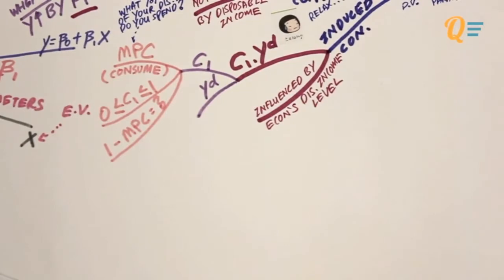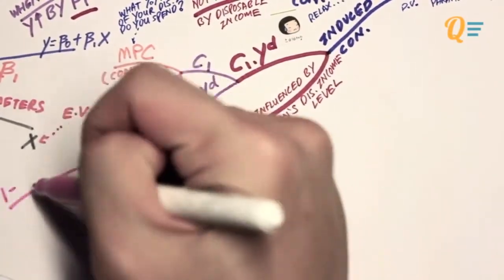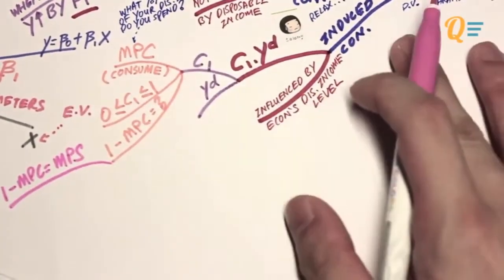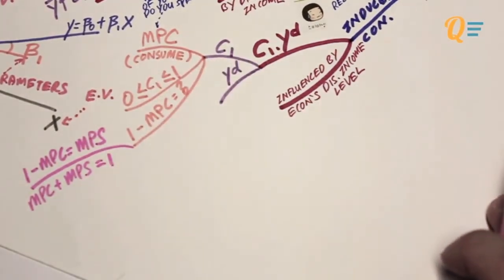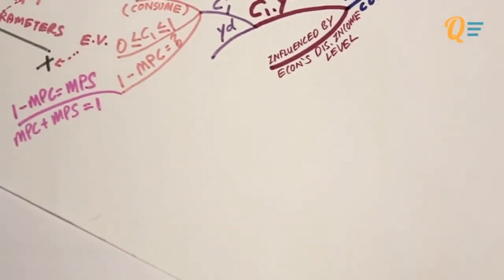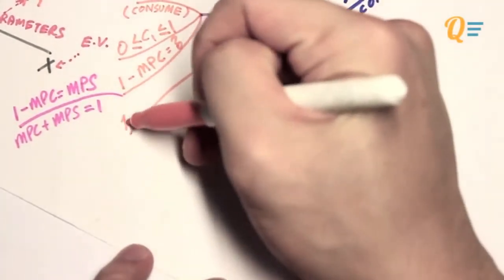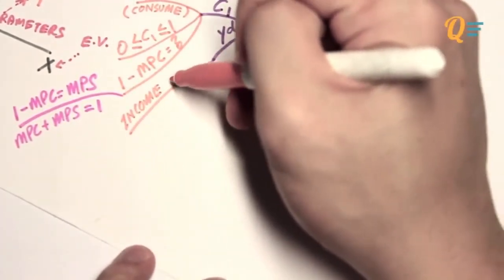So if you take the number 1 minus your MPC, what do you think you're going to get? Whatever you don't spend, you are going to save. So therefore, 1 minus your MPC gives you your marginal propensity to save. And of course, your MPC plus your MPS should sum to a value of 1. I mean, that's all your money, right? It's 100% of your disposable income.